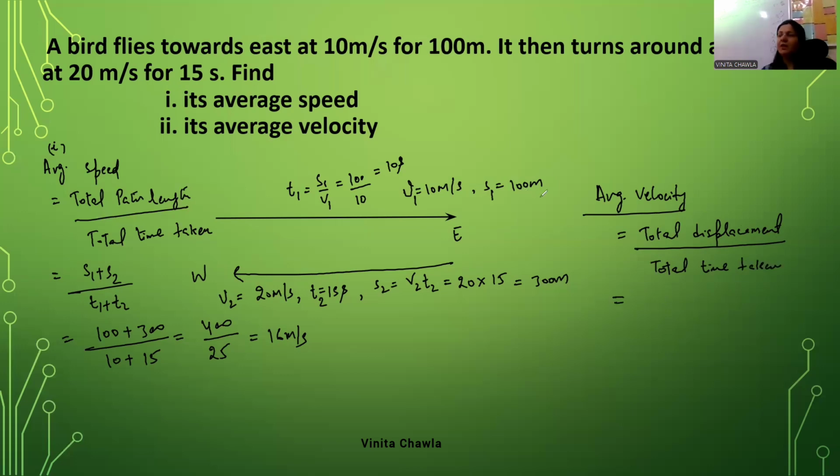Total displacement: it's 100 and then it turns back and covers a distance of 300. So this is 300 minus 100, or you can also take 100 minus 300. Okay, if you are considering your east direction as positive or west as negative, it's your choice. But how are you taking the direction? So let's take the magnitude only, don't take the direction. So it's 200 and time is again the same, 25. 8 meter per second is the average velocity. Minus or plus? It's your choice. If you're considering this direction as positive, then this is your negative direction. If you're choosing this direction as negative, then it is minus.